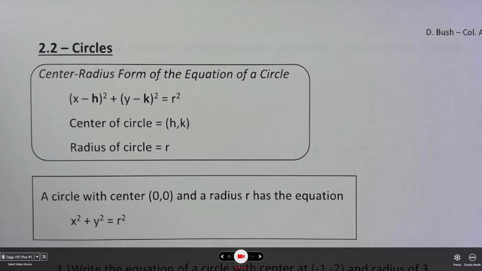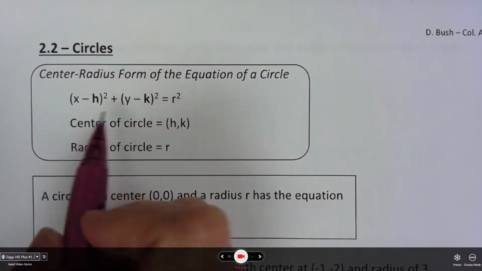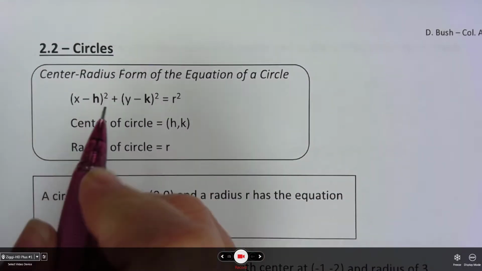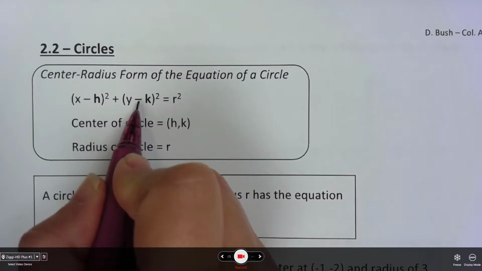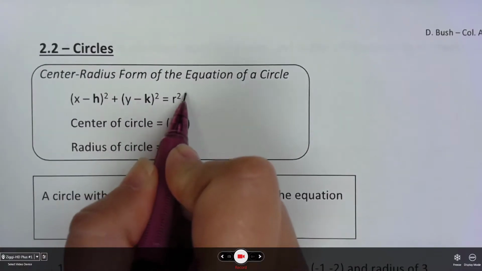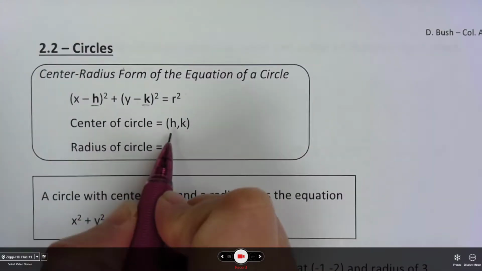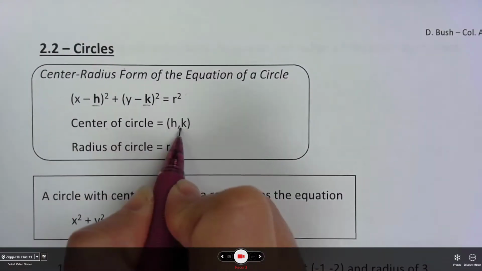This video will cover Chapter 2, Section 2 on circles, and we're going to be focusing on the center radius form of the equation of a circle. The center radius form of the equation of a circle is (x minus h) squared plus (y minus k) squared equals r squared. The h and the k are the coordinates of the center of the circle.